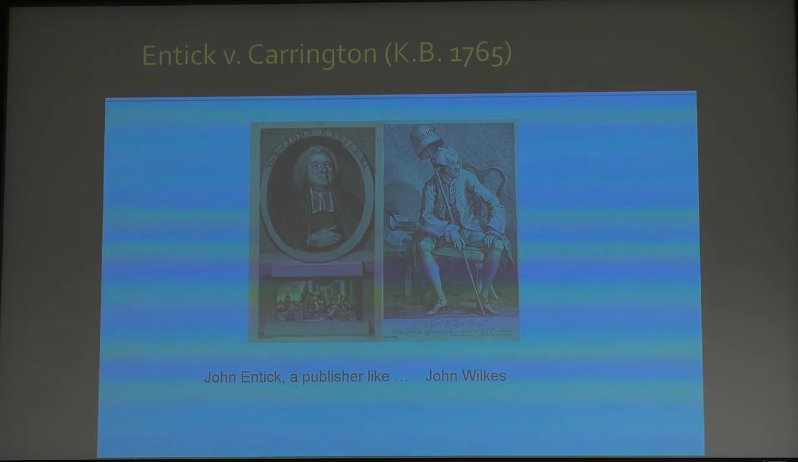So we have two historical snapshots to consider. One is an English case from the 1760s, from 1765, called Entick v. Carrington, a famous case in the day. And then we're also going to cross the Atlantic and look at the history happening at more or less the same time in the American colonies with the use of a similar legal device called a writ of assistance. So we're going to look at those two legal moments, two historical snapshots.